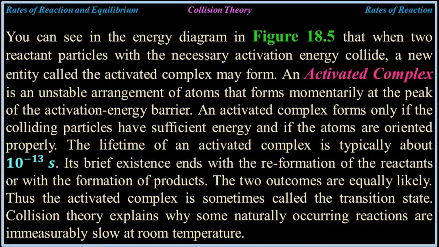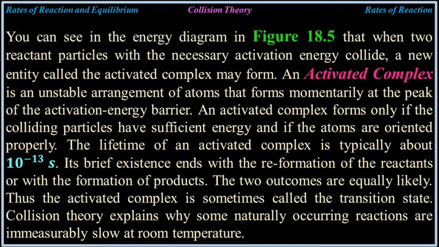You can see in the energy diagram in figure 18.5 that when two reactant particles with the necessary activation energy collide, a new entity called the activated complex may form. An activated complex is an unstable arrangement of atoms that forms momentarily at the peak of the activation energy barrier. An activated complex forms only if the colliding particles have sufficient energy and if the atoms are oriented properly.